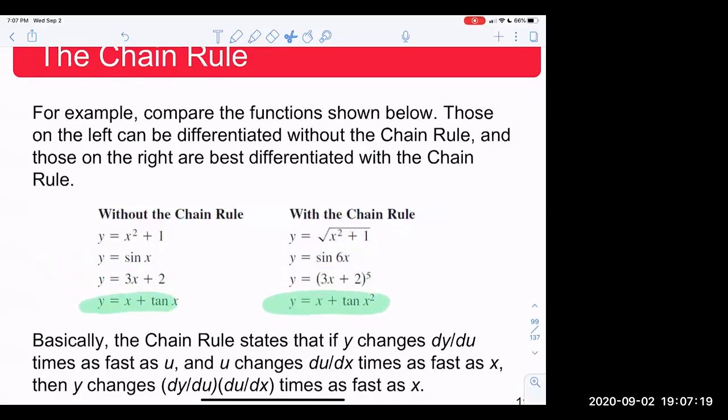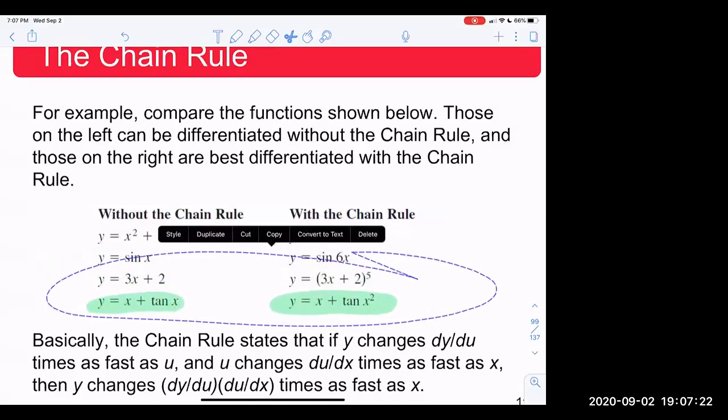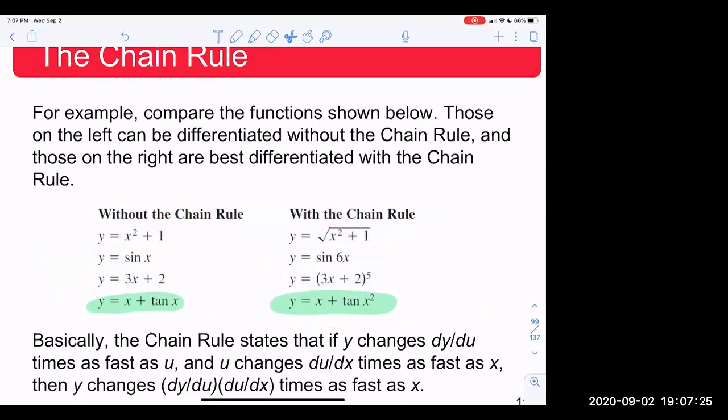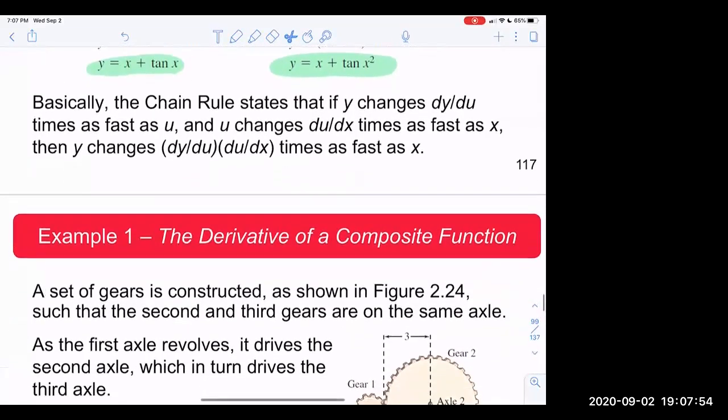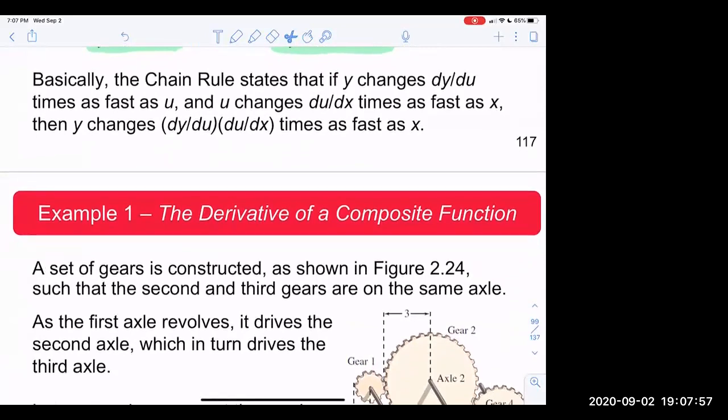We talked about this one, and this is another example of what we could do with the chain rule versus without the chain rule. So basically, the chain rule states that if y changes at the rate of change in y over the change in u times as fast as u, and u changes so fast with respect to x, then y changes the derivative of y with respect to u times the derivative of u with respect to x as fast as x. That means nothing to you guys, probably. You know, it's just like, oh, those are nice, pretty words. I have no clue what you just said.